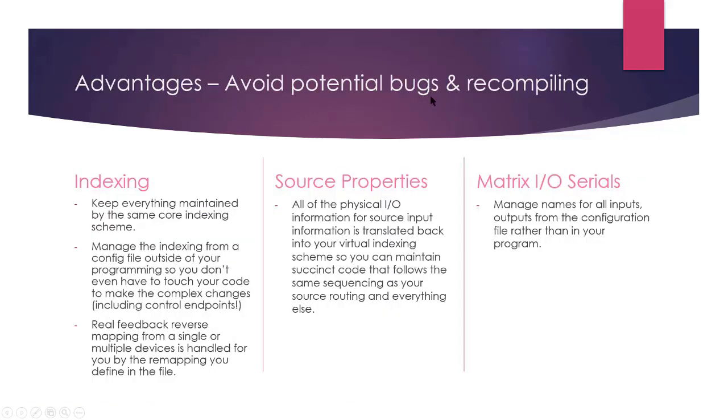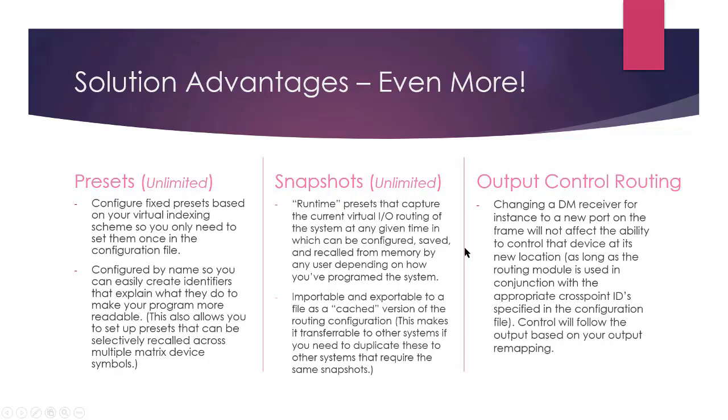Advantages: you can avoid potential bugs, a lot of recompiling time, even potential future service calls going back to the same job. Everything is maintained based on the same core indexing. You've got input and output remapping as well as control endpoint remapping. All the serials are fed from a file as well, so you can manage everything literally from the file.